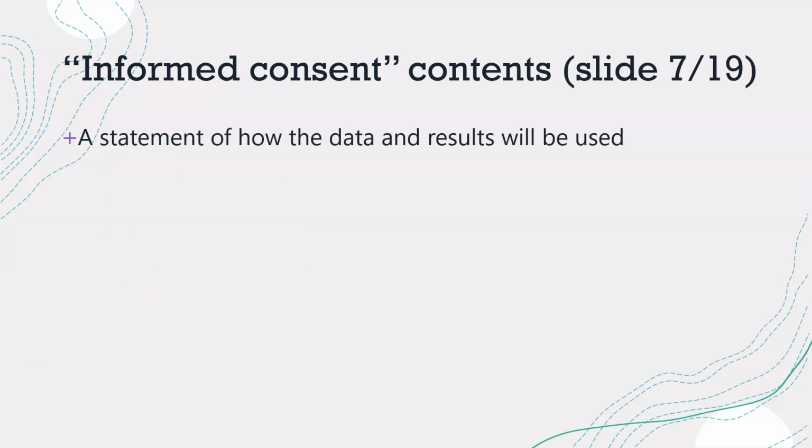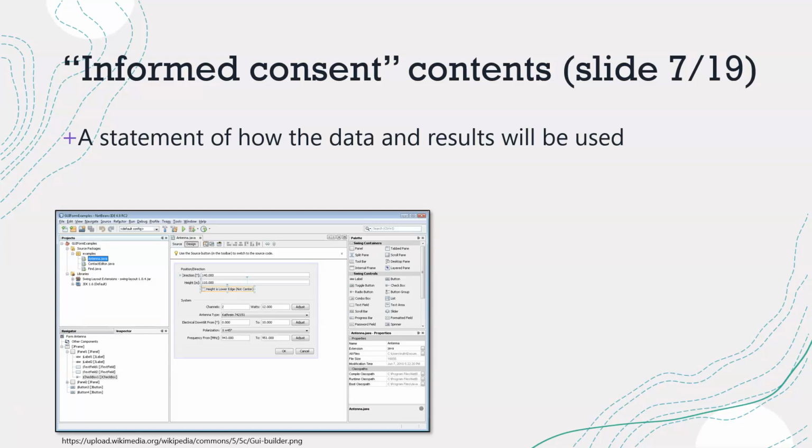You need to provide a statement of how the data and results will be used. For example, sometimes, let's say you're doing a usability test on an interface of some kind. You want to improve it. So you need to tell the participants that we're going to take the data and share it with our programmers, and then we are going to take the suggestions people have provided, incorporate them into the program, and use those when we release it to the public.